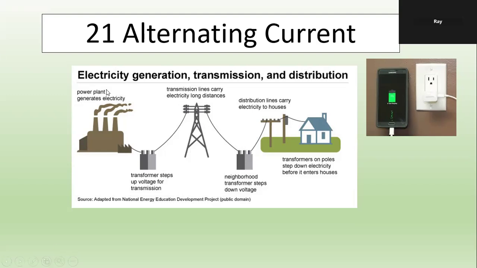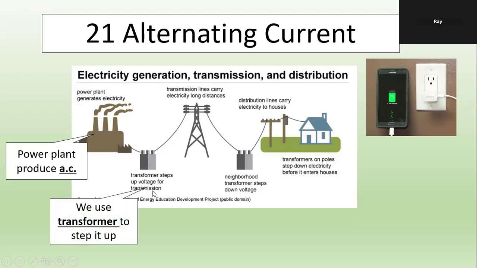Okay, electric generation, transmission and distribution. The power plant produces alternating current. A transformer is used to step up. You step up first, then the pylon is connected to transmit it. Before it reaches the house, a transformer steps down, and then before it reaches the house, there's a transformer here. Step down again to the value that is required by the house.